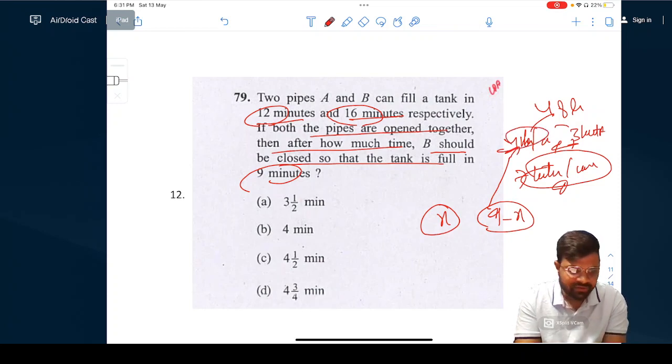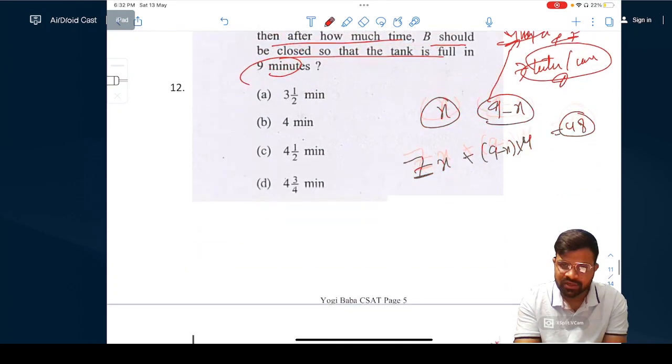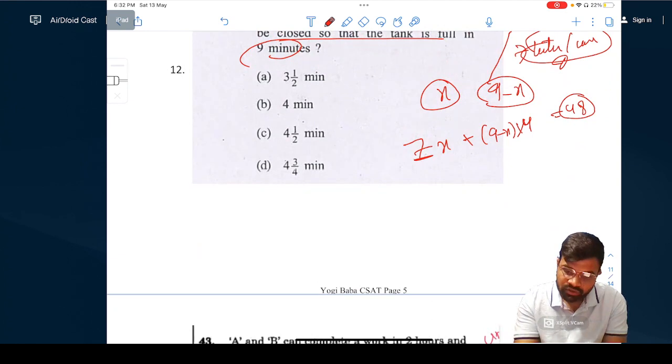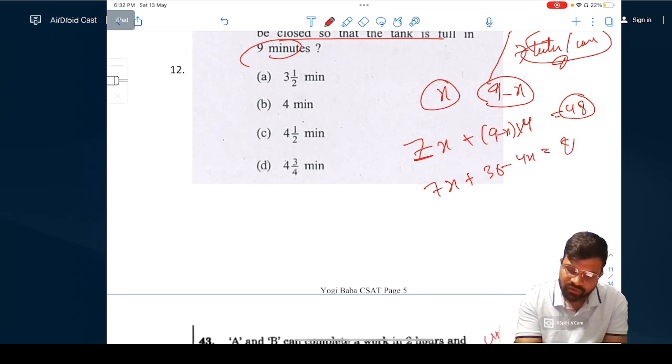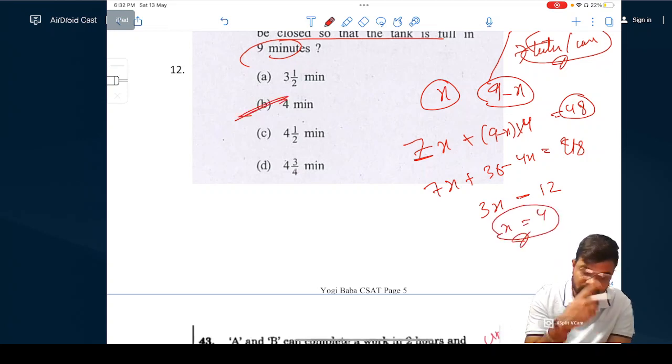So what will be the equation? 7 liters per minute into x minutes plus 9 minus x into 4, A running alone after that, into 4 is equal to 48, the total capacity of the tank. So based on this, it will be 7x plus 36 minus 4x equals 48. So 3x equals 12, x equals 4. Okay, this is how you will do.